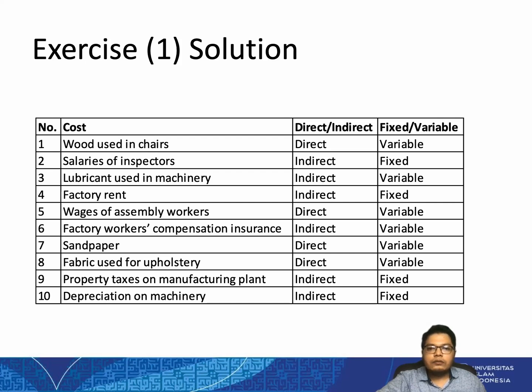Lubricant used in machinery, okay, variable. So although it is indirect, it's a variable one because it scales with the production volume. Factory rent is fixed, so no matter how much production volume, it stays the same. And for the wages, workers' compensation insurance, and sandpaper and fabric used, these are all variable, because they also follow the production volume. And taxes and depreciation are fixed.